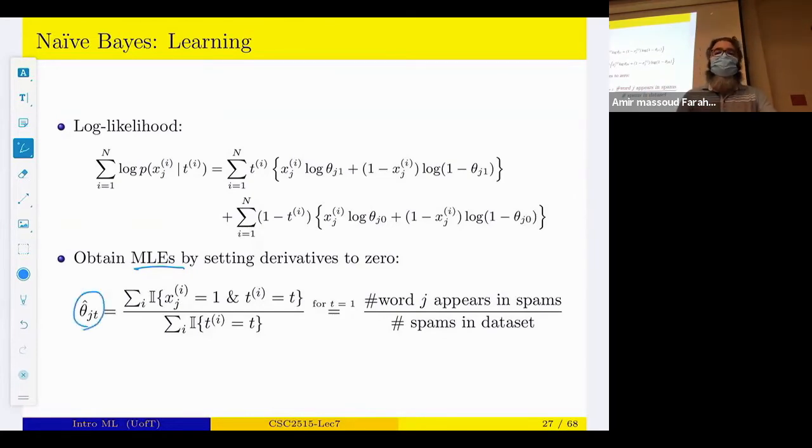The maximum likelihood estimate of theta jt, for t equal to 1, for example, would be the number of times word j appears in spams. Remember, j was words like winner, or you, or prize. So it is the number of spam emails containing word j divided by the number of spams in the data set. This was for the case t equal to 1, which is spam. If t is equal to 0, it would be the number of non-spam emails containing word j divided by the total number of non-spams in the data set.